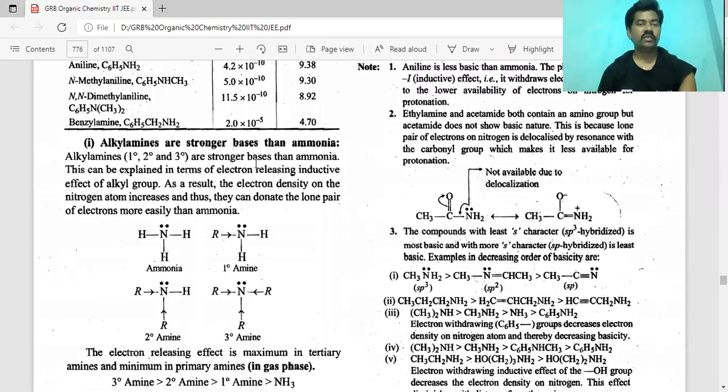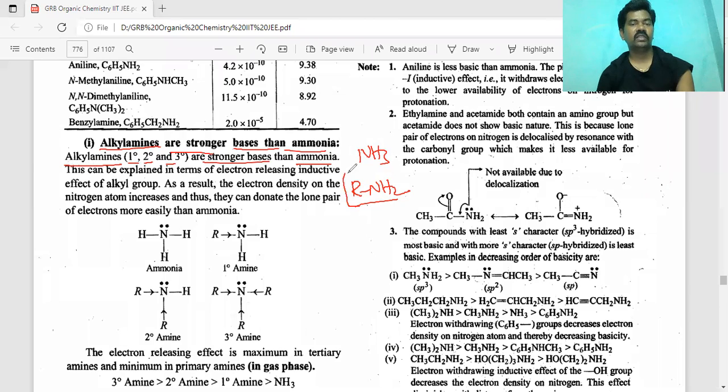So alkyl amines are stronger bases than ammonia. Alkyl amines, meaning primary, secondary, tertiary, are stronger bases than ammonia. This is called ammonia. Alkyl amine means what? Alkyl substituted amines. So these are alkyl amines. Alkyl amines are stronger bases than ammonia.